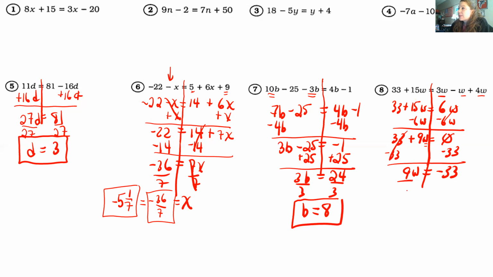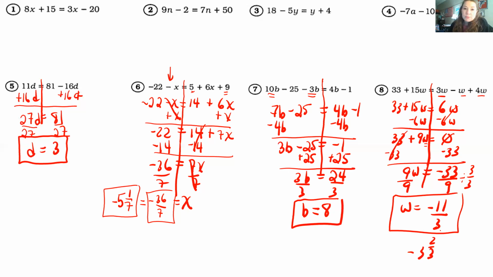And then when I divide both sides by 9, I know I can divide both of these numbers right here by 3. So I get -11/3, which is fine. I can keep that answer. I could get -3 2/3, or I could get -3.66666. So all of those answers are fine.